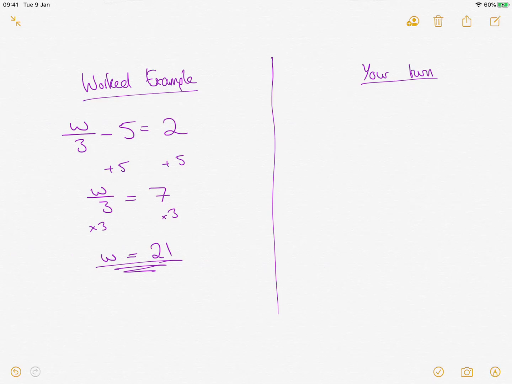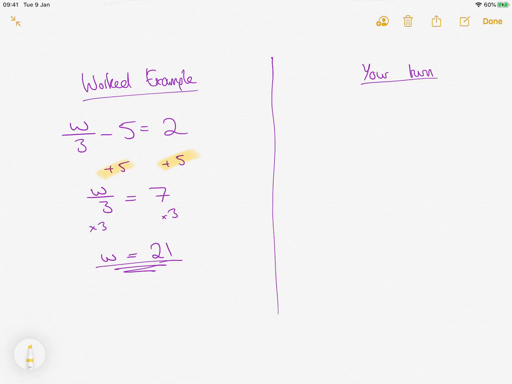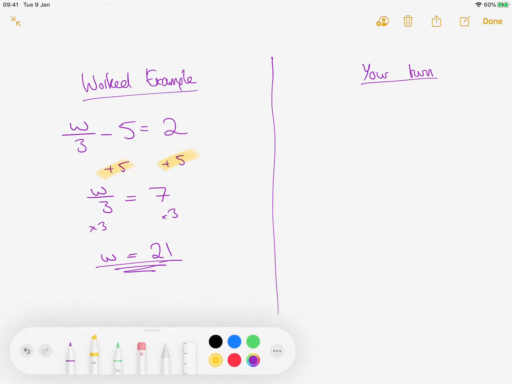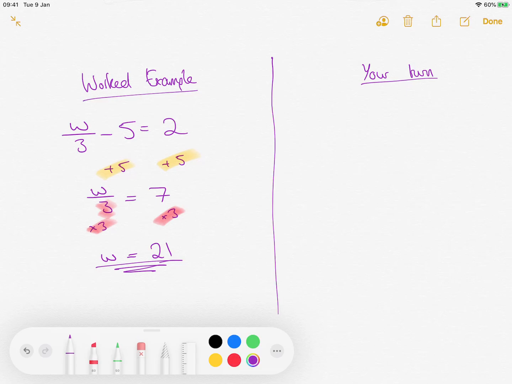And there's my final answer, W equals 21. Notice my first step was to just try and get this W over 3 on its own. So I did the inverse of taking away 5, so added 5 to both sides to keep it balanced. So that got me to just W over 3 equals 7, because 2 plus 5 is 7. Then notice the inverse of dividing by 3 is times by 3, so that got me W on its own.